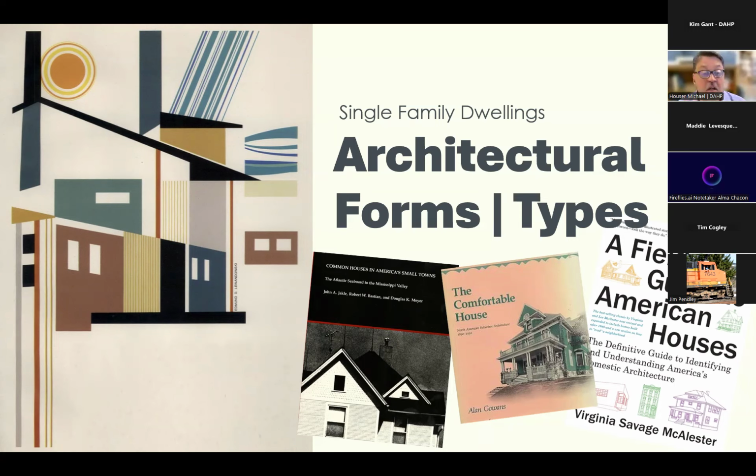First of all, I want to talk about some typical residential related forms, and then I want to talk about some commercial related forms. So, the three books that are probably the best out there are obviously the McAlester Guidebook, Field Guide to American Houses, but Allen Gowans' Comfortable House is great, and there's a fairly new book that talks about common houses in small town America. That's a pretty good book as well. Those are good resources to have on your bookshelf in your library.